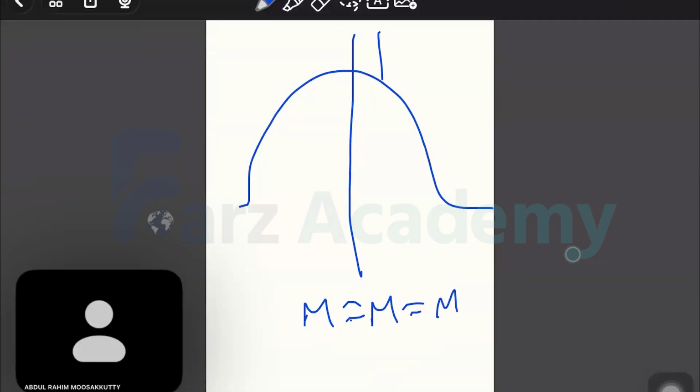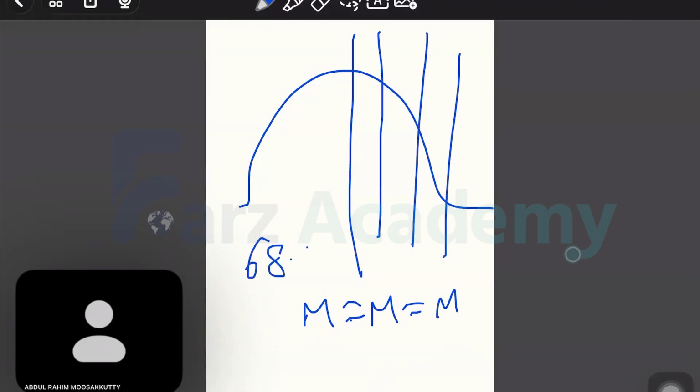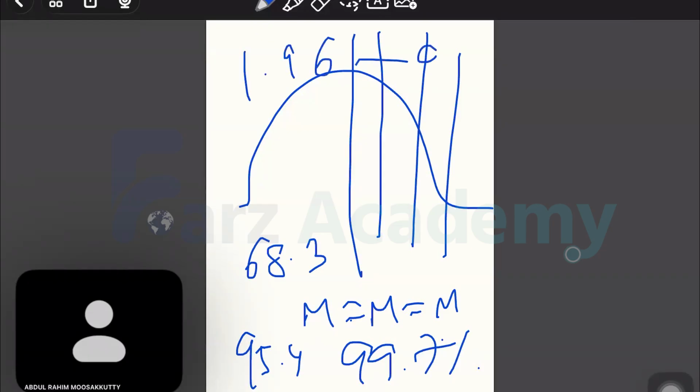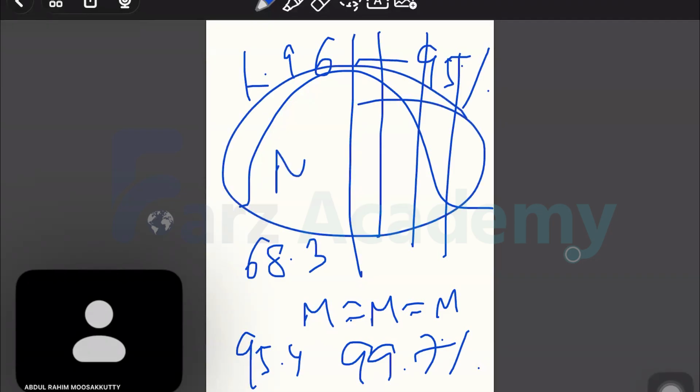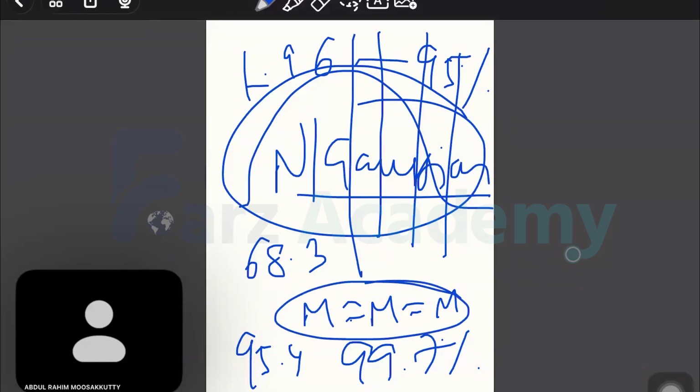Within one standard deviation, 68.3%. Two standard deviations, 95.4%. Three standard deviations, 99.7% of the values. And within 1.96 standard deviations is 95% of the sample values. What was this graph called? Normal or Gaussian distribution, right? Depending on this, it is normal or Gaussian where it is equal. If it becomes more positively skewed, it becomes this; this one is negatively skewed.